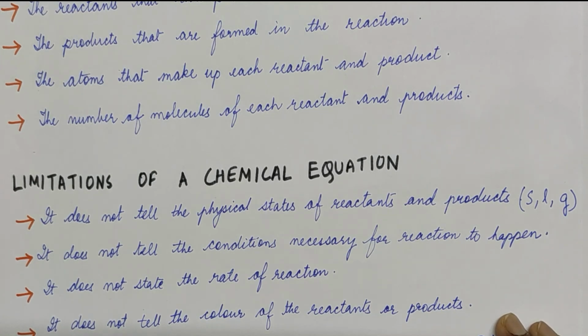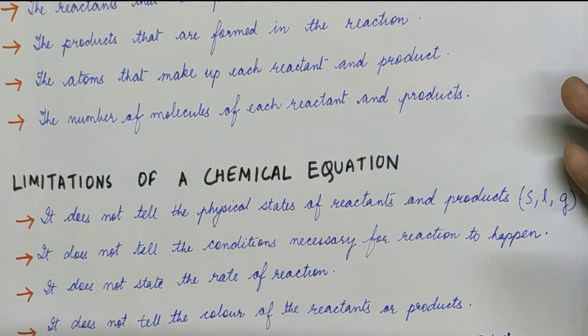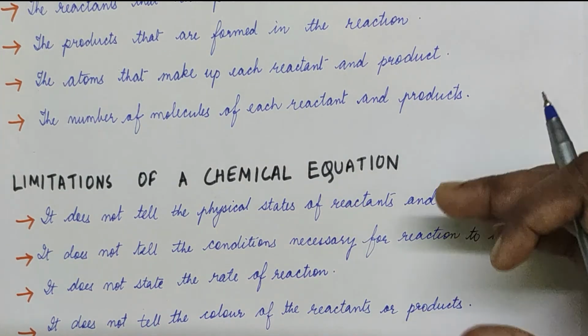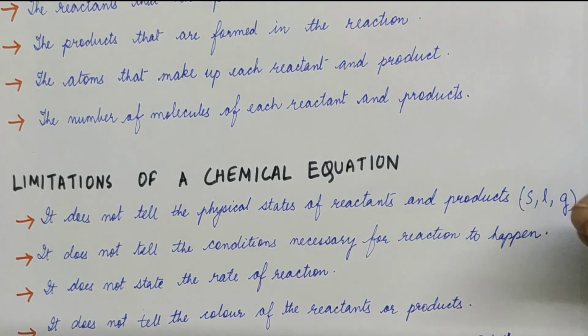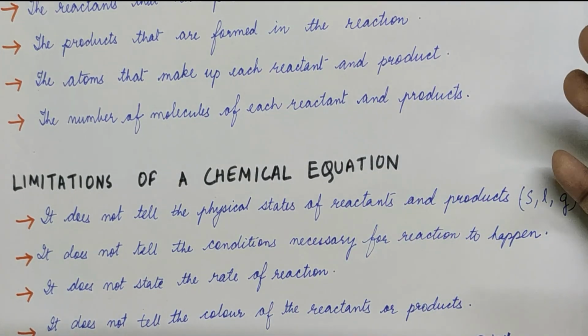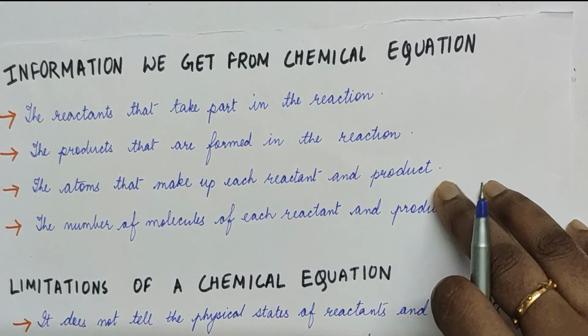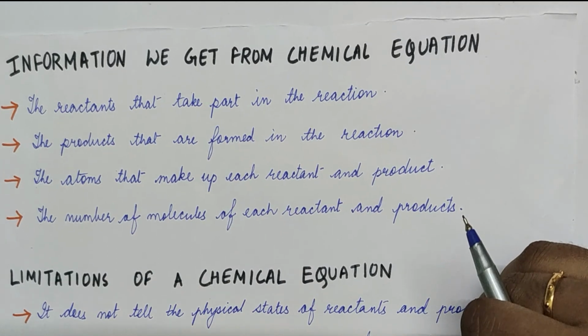Also, it does not tell about the rate of the reaction, like how fast or slow it will be. Also, the color of the reactants and products cannot be known. So these are certain limitations. By this, I hope you are able to get some idea about what chemical equations are, what balanced and unbalanced equations are, what information we get from them, and what the limitations of chemical equations are. Thank you.